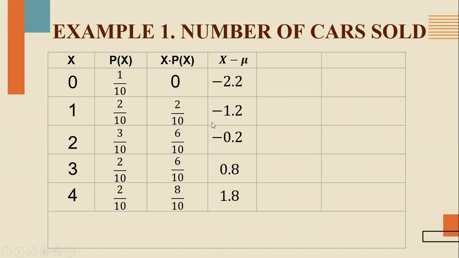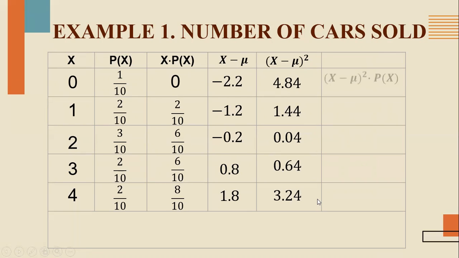And after subtracting x and the mu, we need to get the square of this because this is part of our formula. So we will square, or raise to 2, all the numbers here in our fourth column. So negative 2.2 squared is 4.84. Negative 1.2 squared is 1.44. Negative 0.2 squared is 0.04. And 0.8 squared is 0.64. 1.8 squared is 3.24.